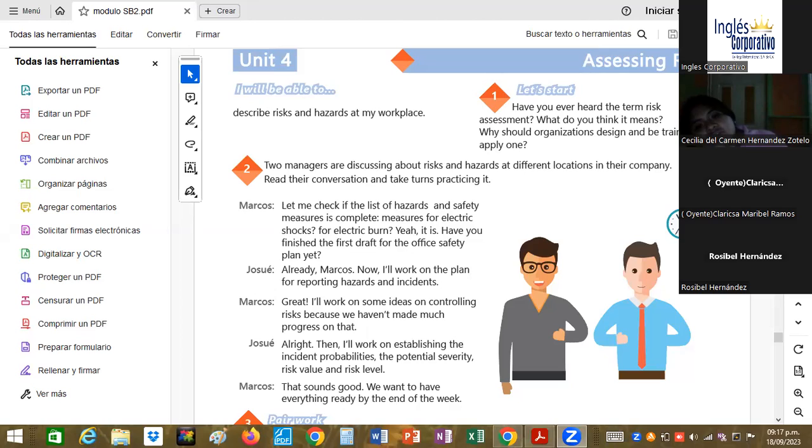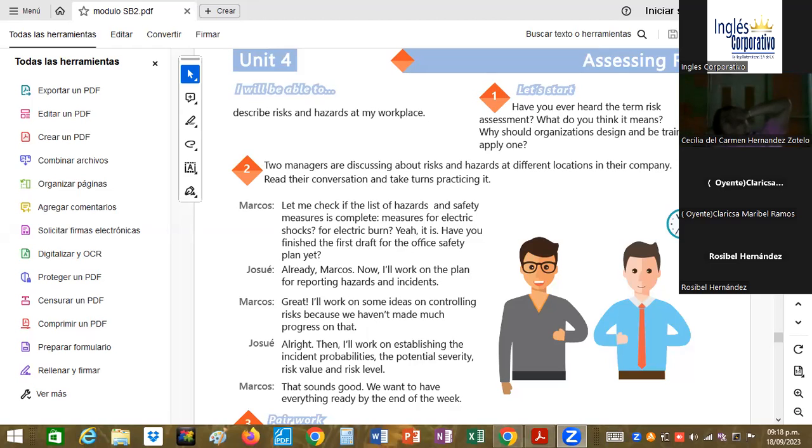Is because we have made much progress on that. I read it. Then I work on establish the exceeding probability, the potential severity, risk evaluate, and risk limit. That sounds good. We want to have everything by the end of the week.